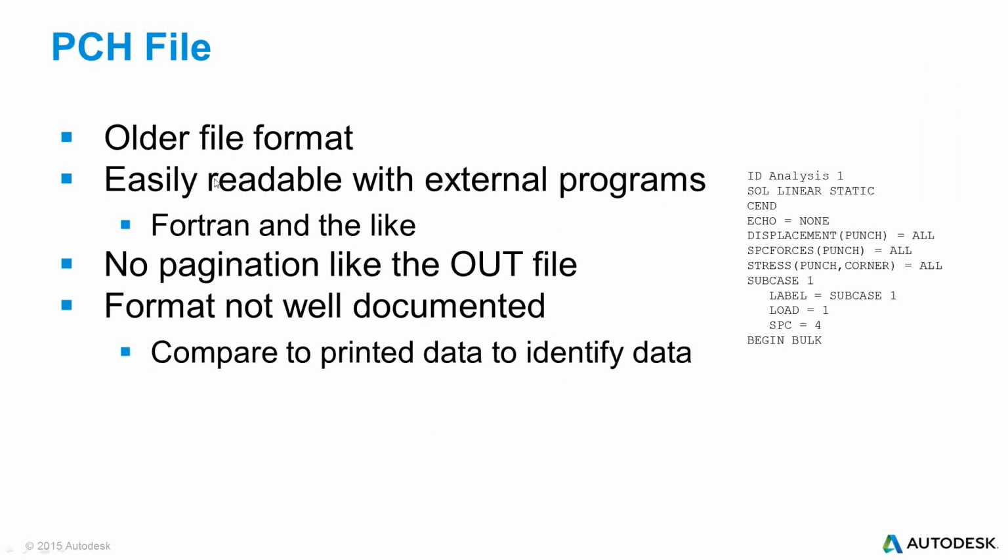It's easily readable with an external program. So if you have a Fortran program and you're trying to read a file, it's really nice to read these instead of the out files because there's no page numbers and titles and headings and columns and everything. It's simply one line that tells you what all the data is, and then the data is thrown out there. People call me all the time and say, can you tell me what the format is for the punch file? And the trouble is, it's not very well documented anywhere. So what I have a tendency to do is run one and print the output, and then punch the output and compare the two, and then I can tell what the data is.